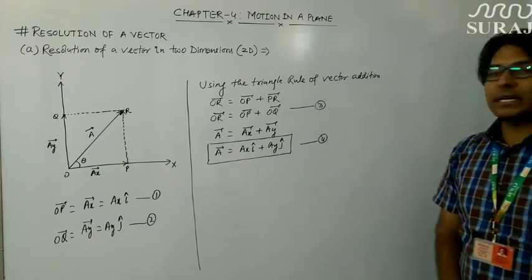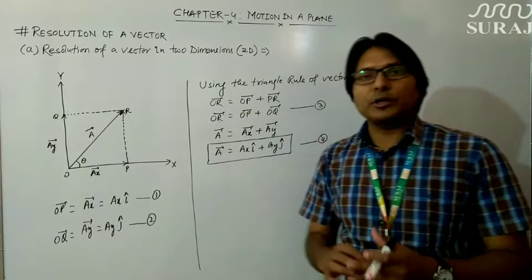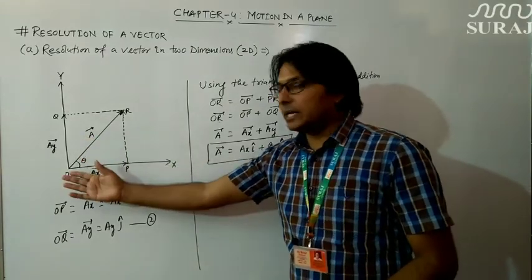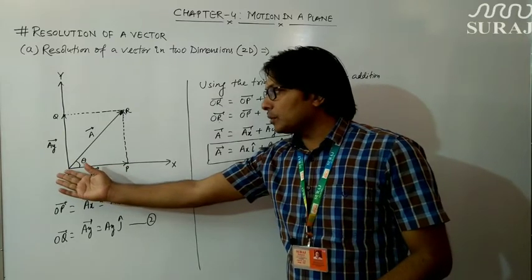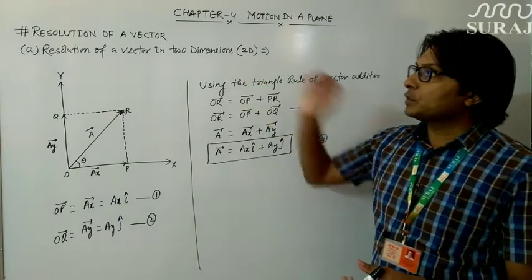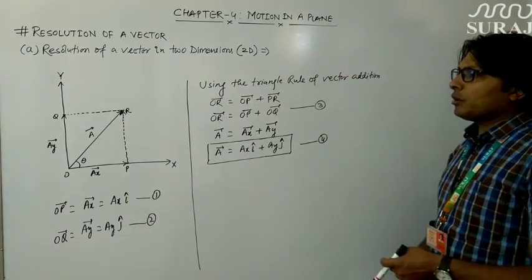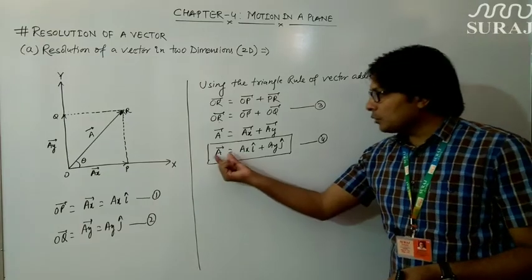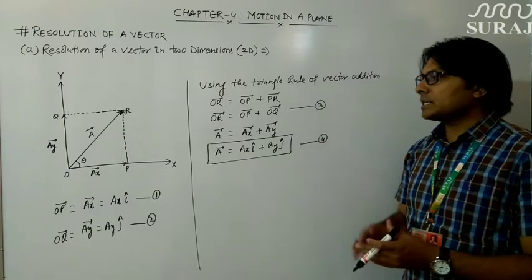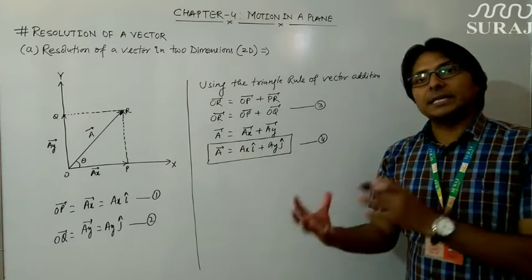So this is how we can resolve, or write down this A vector in two perpendicular components, or we can split this A vector in two vectors in different directions, which was the concept of resolution of a vector. Okay, also we want to find out the magnitude of this A vector in terms of AX and AY, and the direction of this A vector in terms of AX and AY.